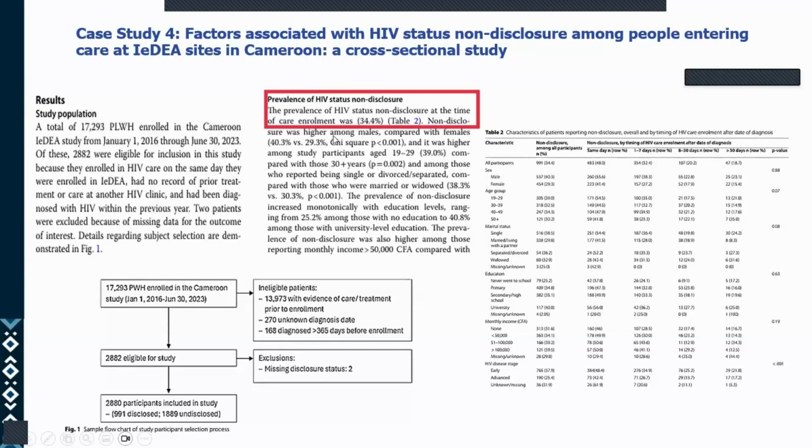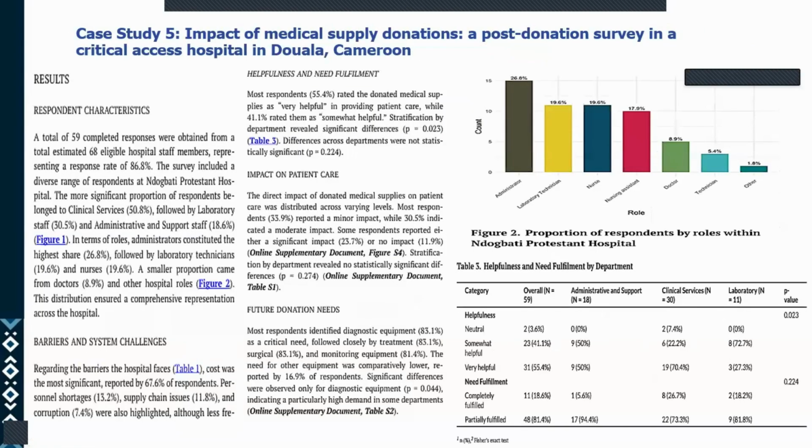Like here, we talk about non-disclosure, male according to female. We took here directly the different ages and the marital status. We came here again and presented the education and income. So it really helps us to take each variable or each characteristic and directly pinpoint only a variable of interest for us. And finally, this is our fifth case study on the impact of medical supply donations, a post-donation survey in a critical access hospital in Douala.